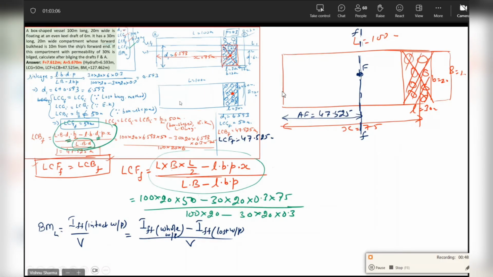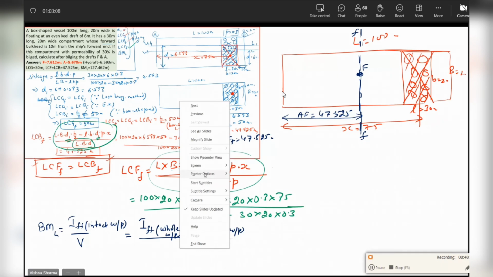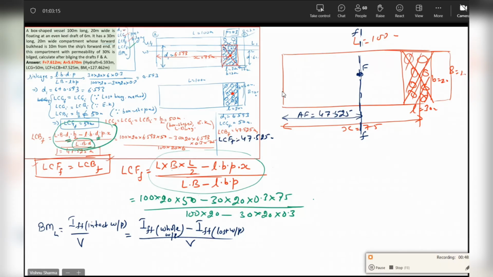Now you ask yourself some questions and answer my questions as I'm asking you. Look at the diagram of the water plane area and tell me, is FF a standard axis for the whole water plane? Yes or no? I will ask those who are saying FF is a standard axis for the whole water plane: tell me, why is it a standard axis, beta?